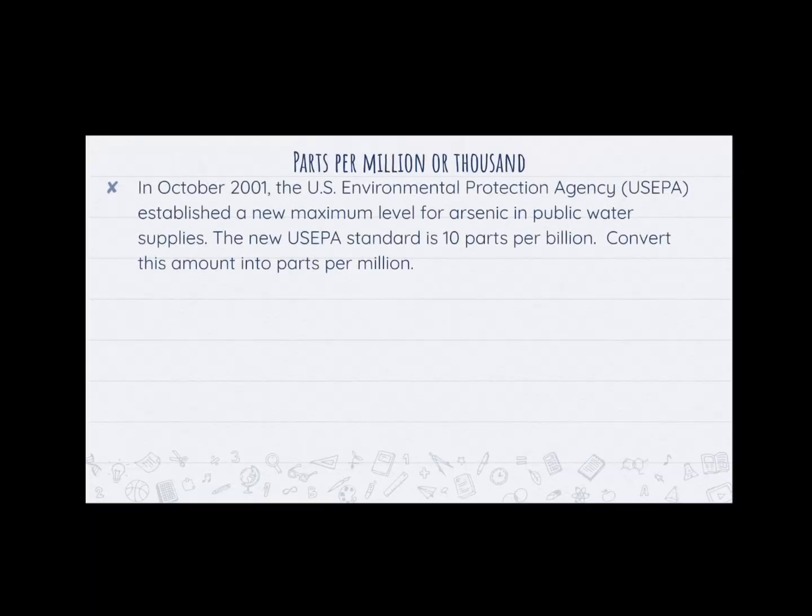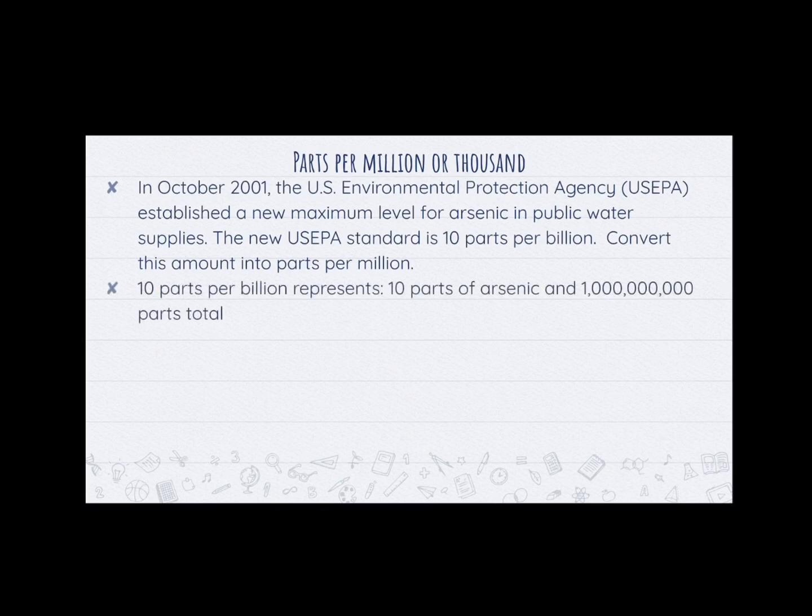So let's do an example. In October 2001, the U.S. Environmental Protection Agency established a new max level for arsenic in public water supply. The new standard is 10 parts per billion. Convert it into parts per million. So 10 parts per billion represents 10 parts of arsenic, and then you have, I believe, 1 billion parts total.